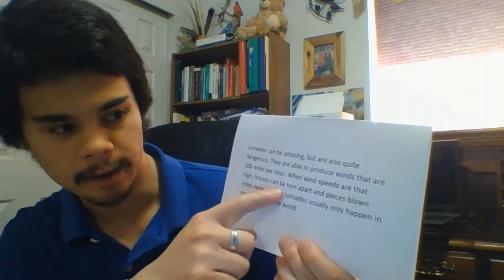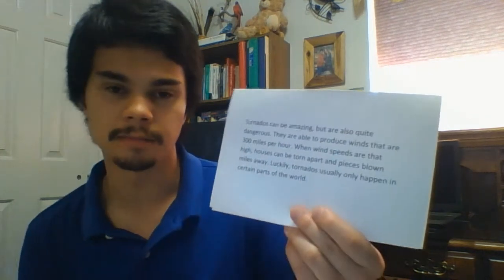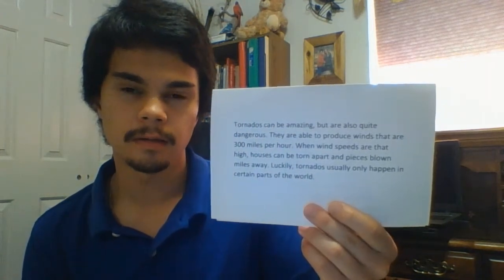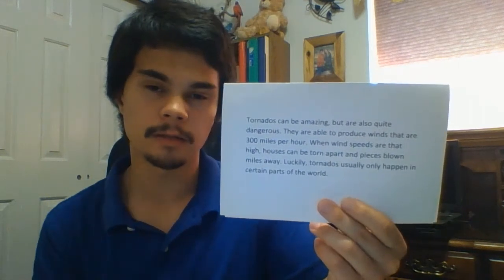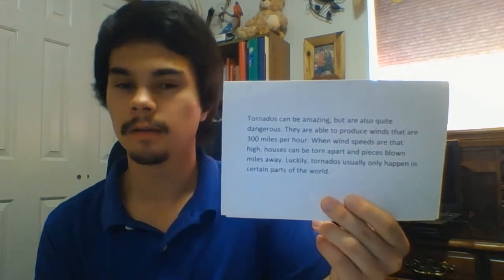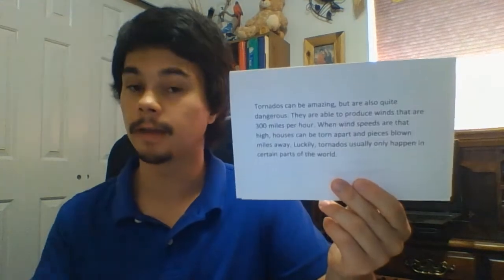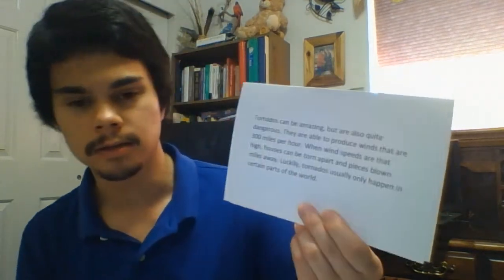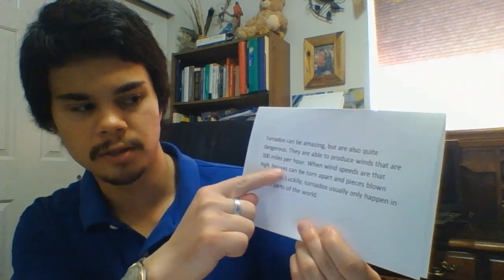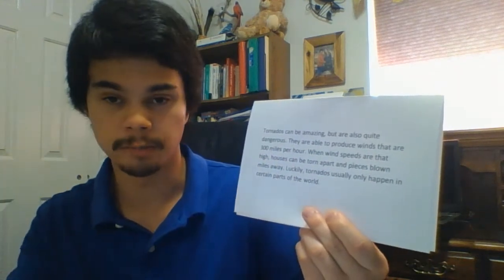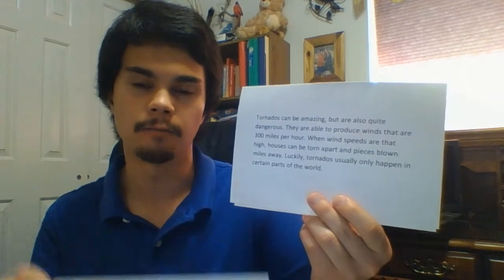Next, it says houses can be torn apart and pieces blown miles away. Is that what would happen because of the wind blowing really fast? If you said yes, you're right. That could be our effect. So let's check it one more time, see if it makes sense. When wind speeds are that high, or when the wind's blowing really fast. Does that explain why something happens?